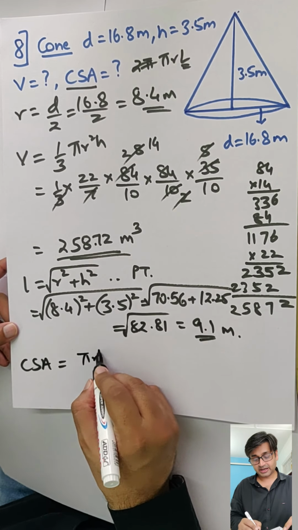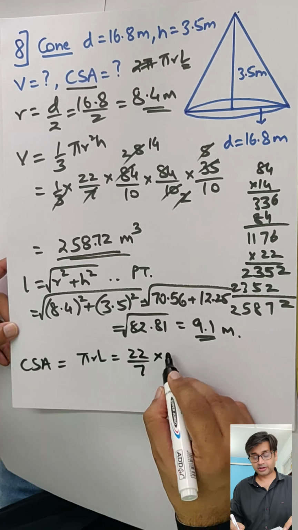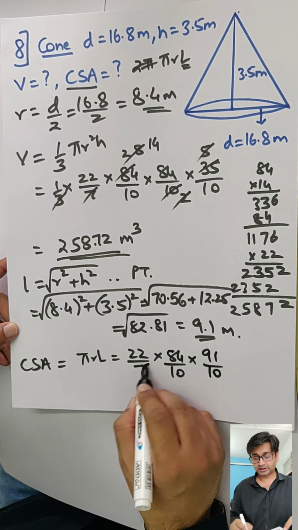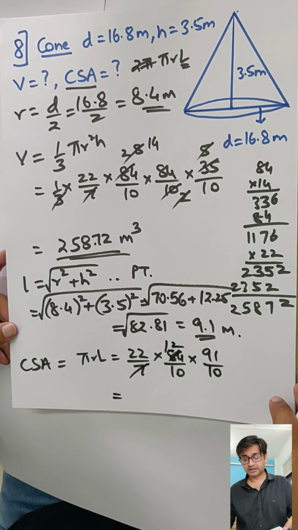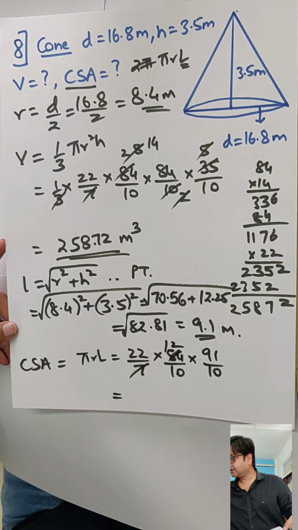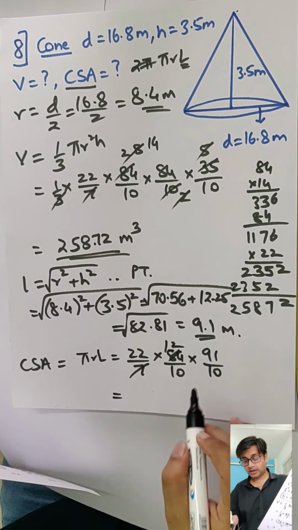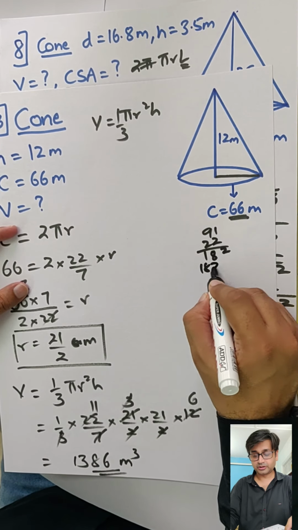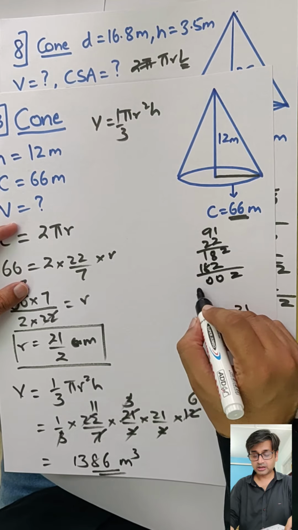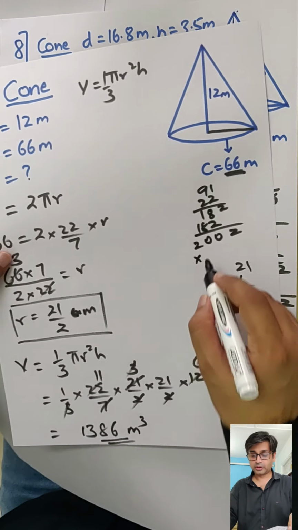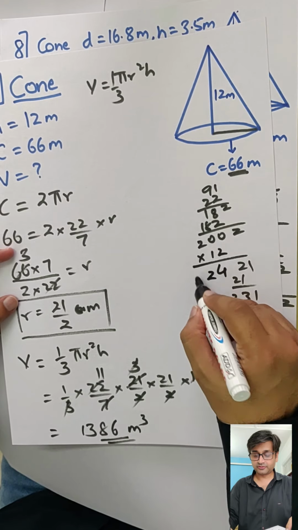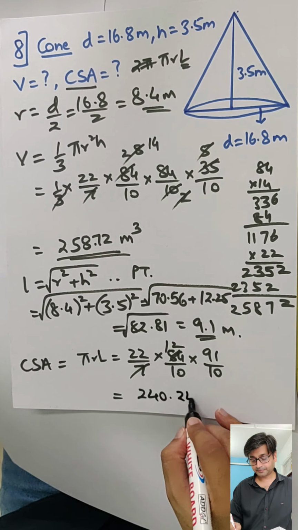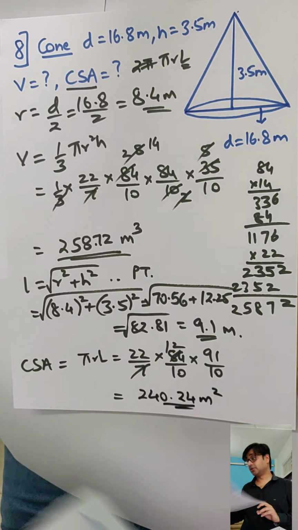Finally, curved surface area pi r L. So pi into radius 84 upon 10 into L 91 upon 10. I don't think anything can be cancelled. So let's multiply and get the answer. So I will calculate 91 with 22. So 2, 18, 182, so 202 into 12. So 12 2s are 24, 24, 0, 24. So 240.24 meter square.